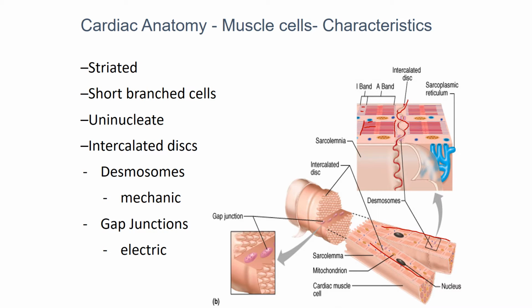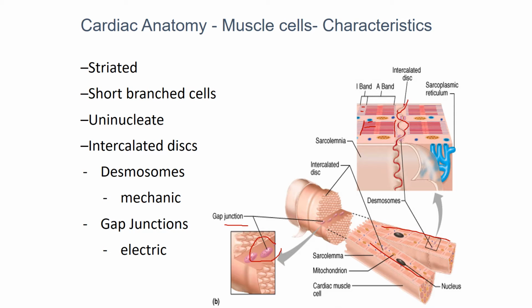The union of these intercalated discs is what forms a functional syncytium, so that they are allowed to contract as a unit. These are held together by different desmosomes, so that they have a mechanical unit when they contract for the contractility of the heart. And then there's also gap junctions that we find within the intercalated discs. Here we see these little gap junctions, and these allow for electrical activity so that they will contract as a unit as well.